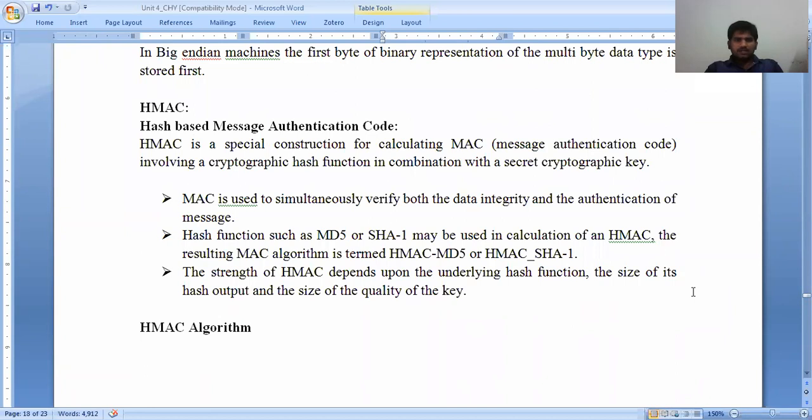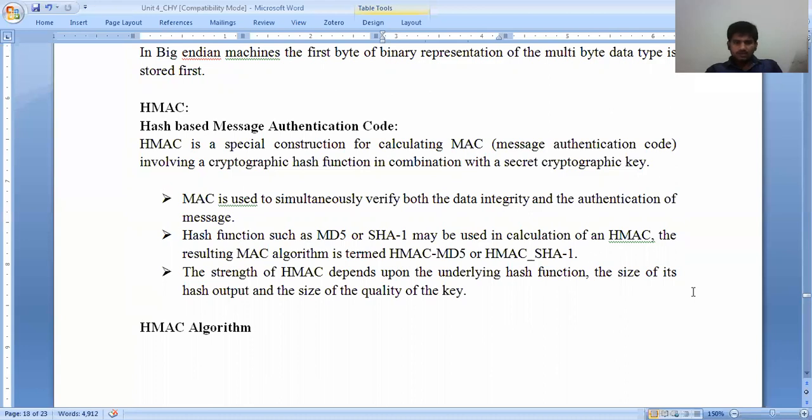Hash-based message authentication code is a special construction for calculating a MAC. Hash is separate and MAC is separate, so how are we going to do both at the same time? By doing both, we can have authentication and confidentiality at a time. That is why it is used.